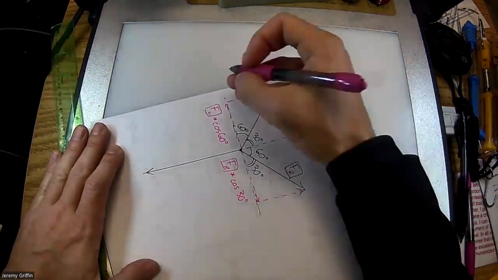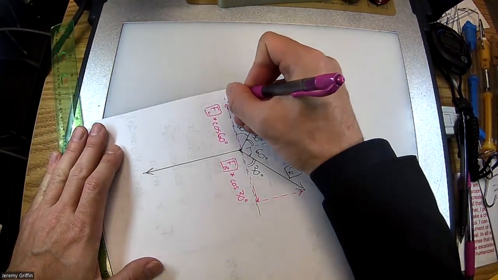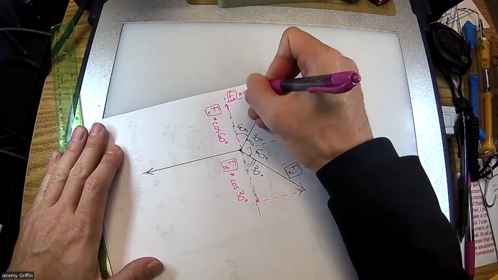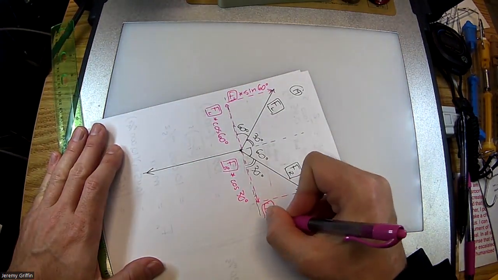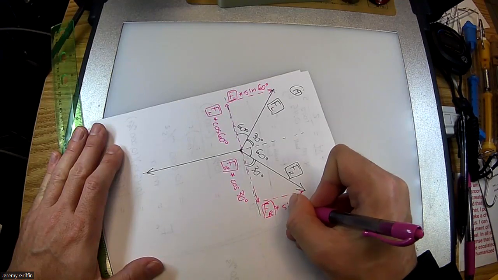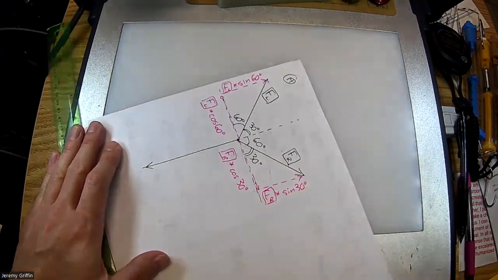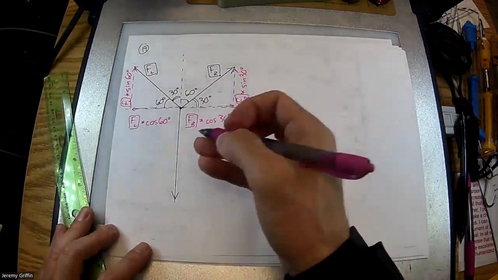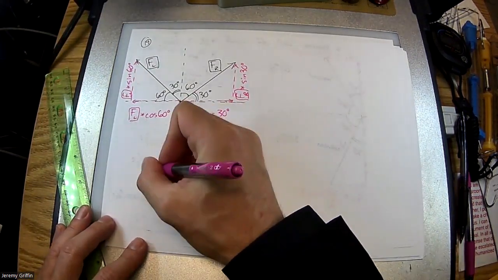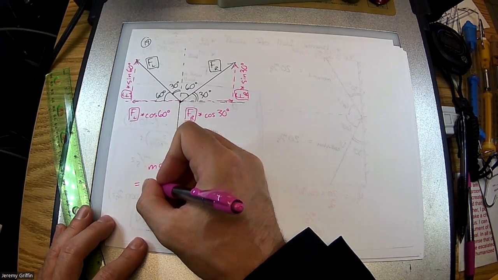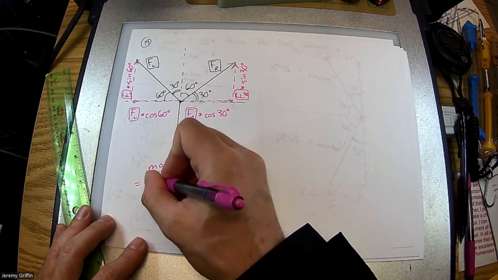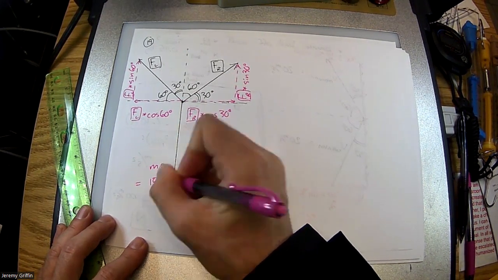How about vertical? Vertical, I've got force left times sine of 60 degrees, and here's the force on the right side times sine of 30 degrees. Just like that. They also told us the weight. I'll use what the book's got, say 150 newtons.